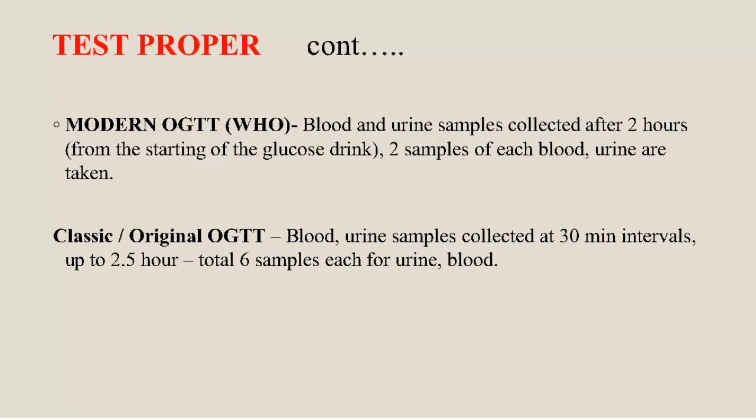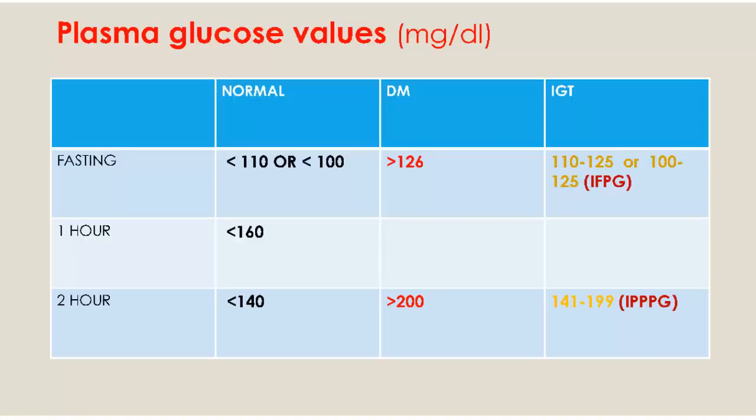Now coming to the plasma glucose value interpretations in milligram per dl. Now you have to learn this chart by heart. The fasting value in a normal patient should be less than 110 or less than 100, whichever you may say, milligram per dl. And in case of a diabetes mellitus patient, the fasting plasma glucose value will be greater than 126 milligram per dl.